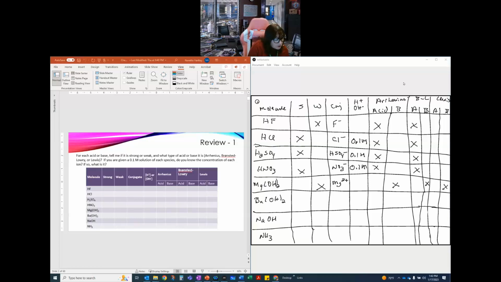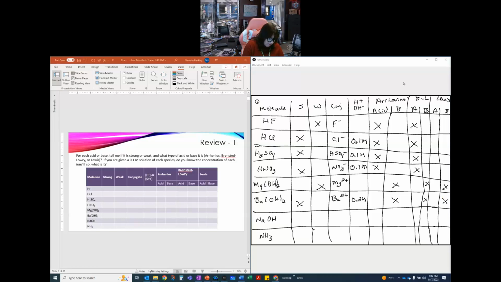Okay. Now, when we talk about Ba(OH)2, that's in my list of strong bases. The conjugate of that is the Ba2+, so it's that metal. How many OHs do I get for every Ba(OH)2 I have? 2. So its concentration is going to be 0.2 molar. It is a base. It does donate an OH minus. Can it accept a proton? Yes, it can. Can it donate that pair of electrons? You bet it can.